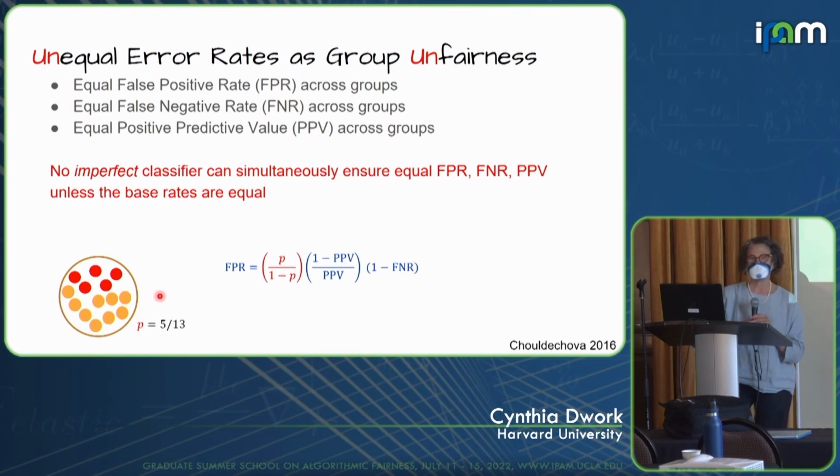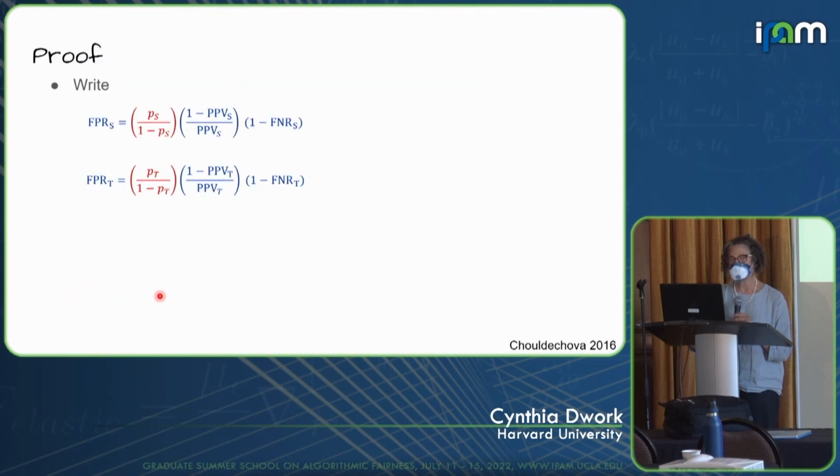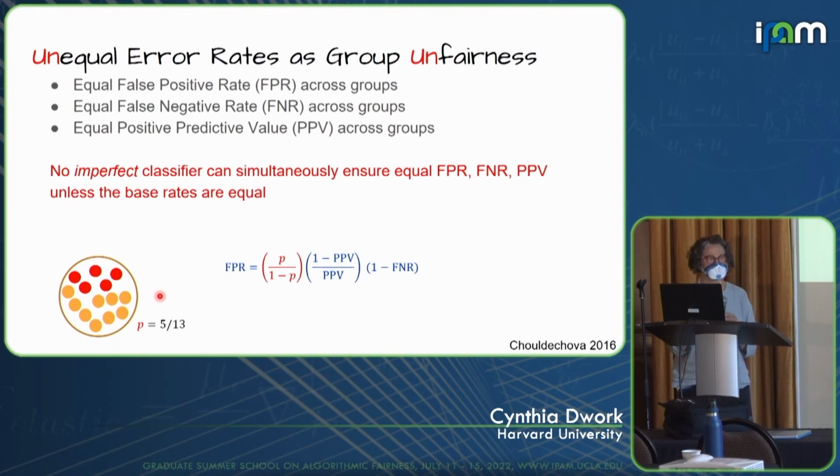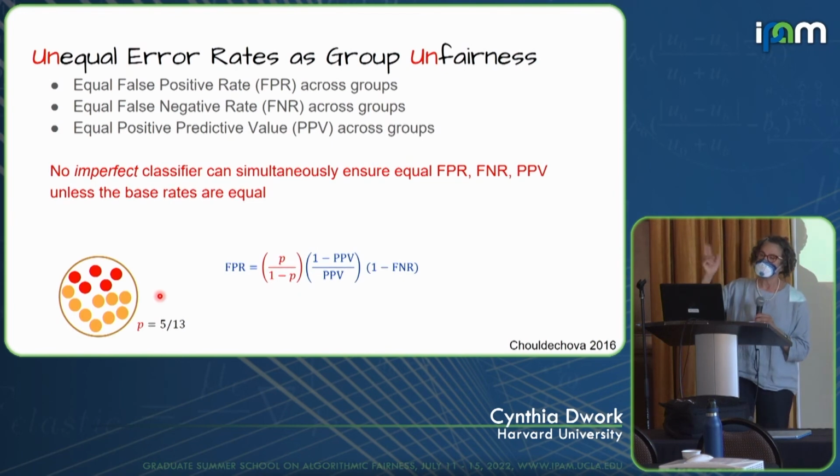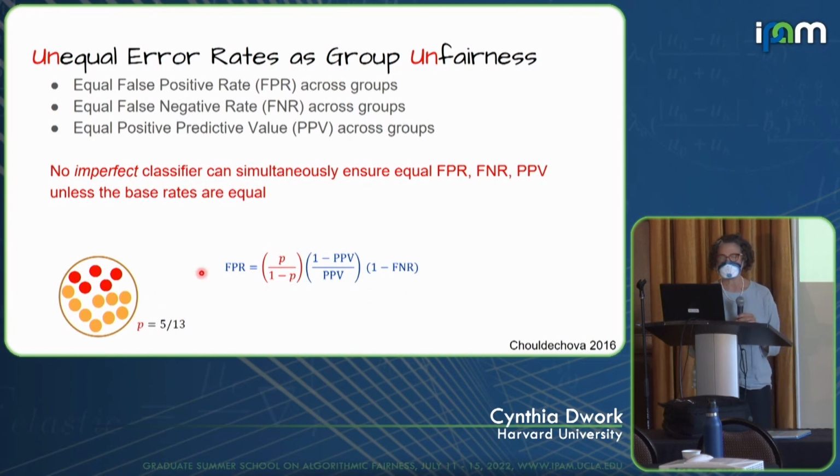So this is a pretty important result, and it has a really easy proof. The relationships between false positive rates, false negative rates, positive predictive values, and base rates are given by this equation. Was there a question?